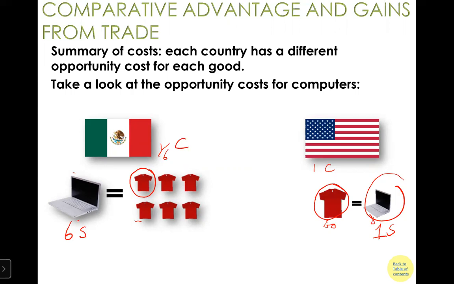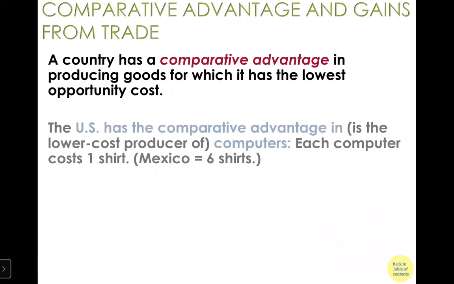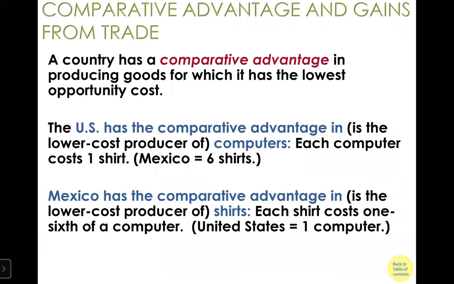And on the other hand, Mexico has comparative advantage in producing shirts because one shirt costs 1/6 of a computer, but in the United States, it will cost an entire computer to get a shirt. Right? So this is comparative advantage. I just skipped this part, so that's exactly what I just explained to you. So I leave that for you to read. But in the previous slides, I used a graph to explain the idea of comparative advantage.